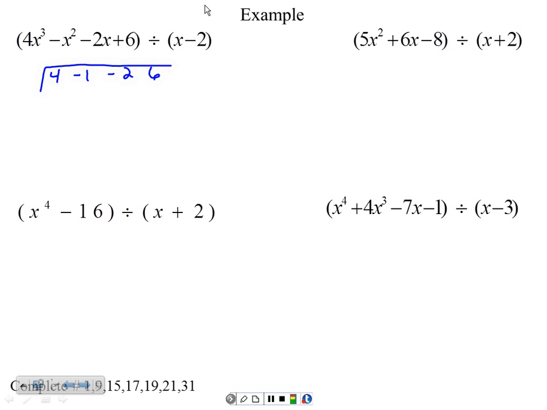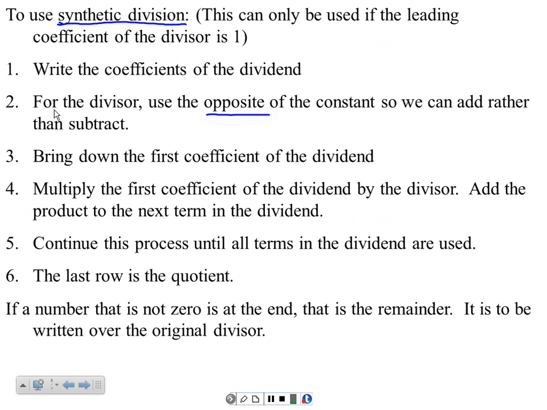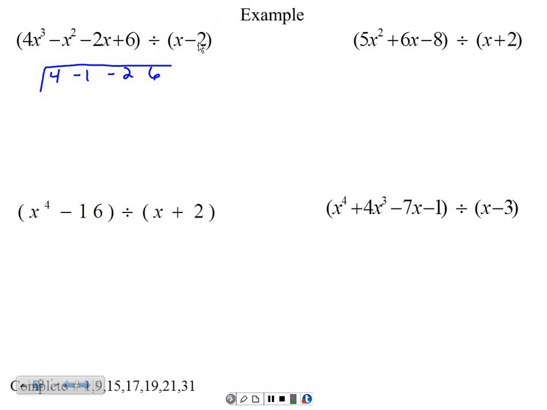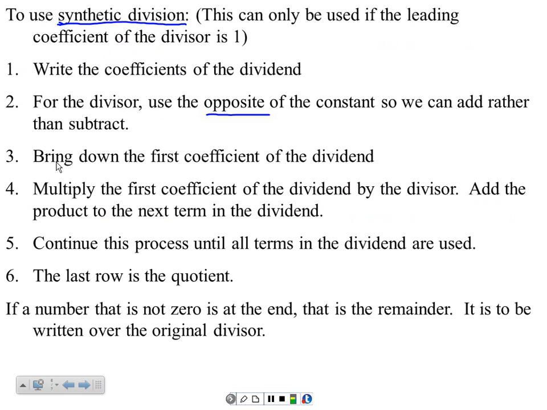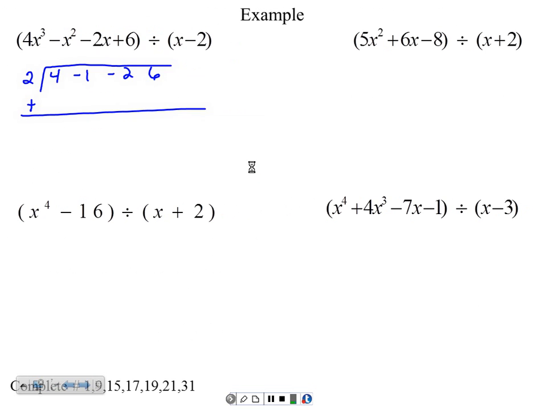Okay, step number 2. For the divisor, use the opposite of the constant so that we can add rather than subtract. So here's my constant, and I see a negative 2. Well, the opposite is going to be positive 2, and that's going to go on the outside. So that tells me that I can add. Step number 3, bring down the first coefficient of the dividend. So we're going to take this 4, and we're going to go straight down with it.